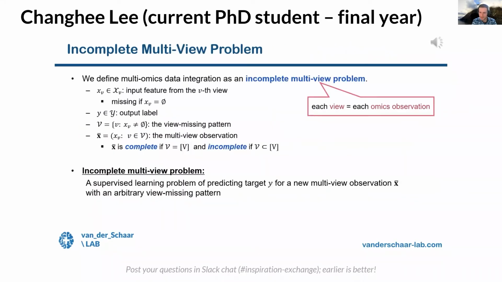To address such challenges, we define multi-omics data integration as an incomplete multi-view problem, where each view implies each omics observation. The incomplete multi-view problem is defined as the following: a supervised learning problem of predicting target Y for a new multi-view observation X bar with arbitrary view missing patterns.